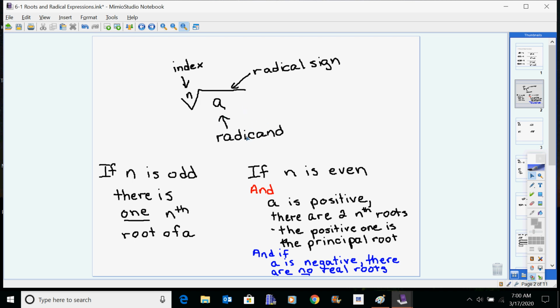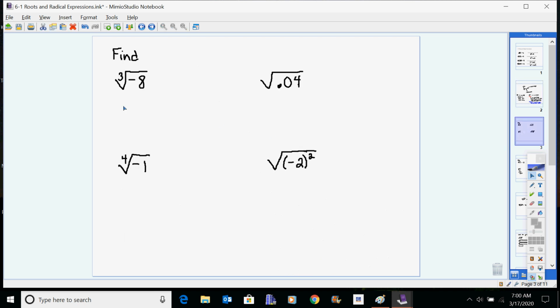We're just going to consider it no real solutions if you have an even root, because you won't be able to find any numbers that multiply times themselves to give you a negative number underneath. So the odd ones always will have one root. If a is positive and n is even, you'll get two nth roots. And if it's negative, you're just going to say that there's no real roots. So let's look at some examples here.